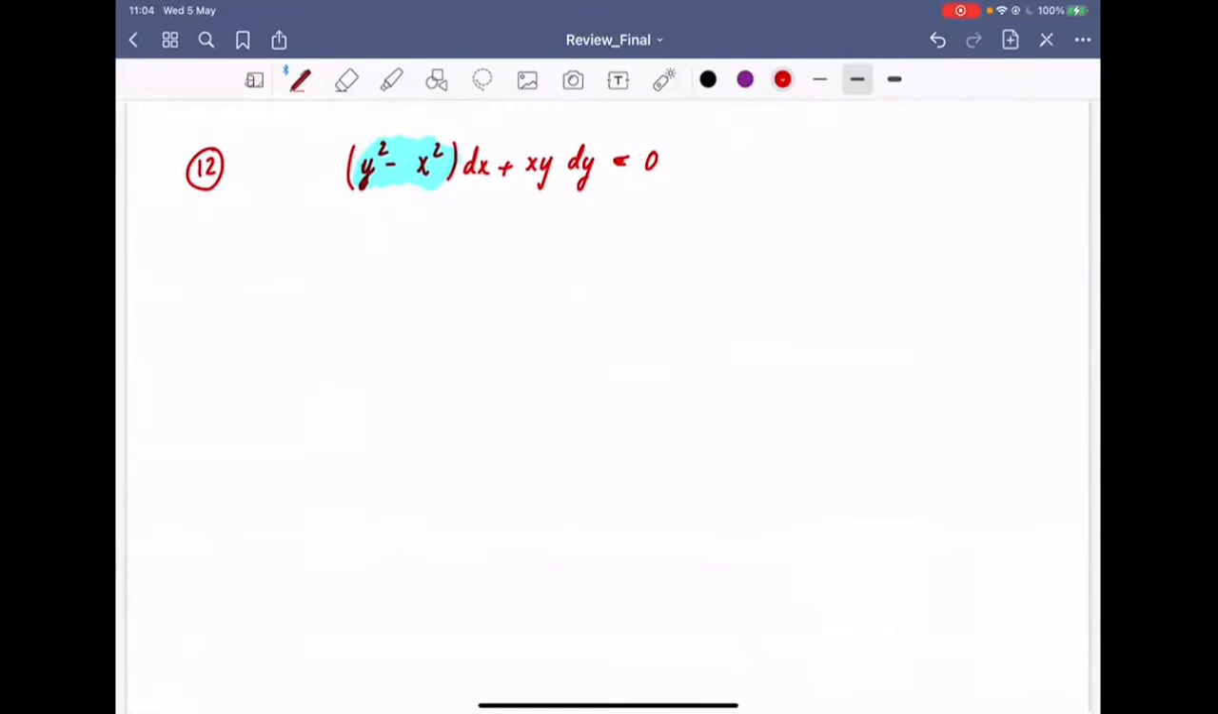Okay, yes, Nida asked in the chat: do we have to prove that this is homogeneous? Yes. If you skip that step, you will not get full credit on the final exam. So, let's do that.